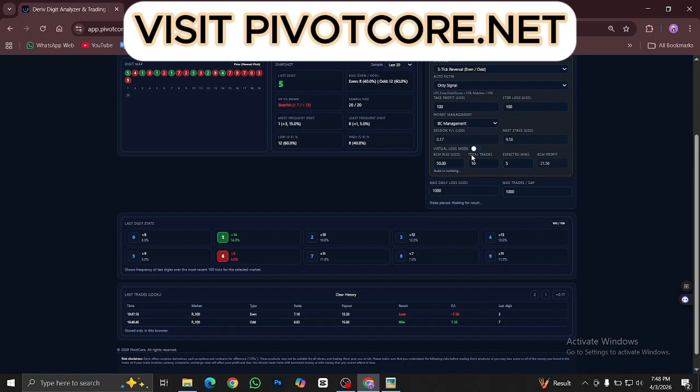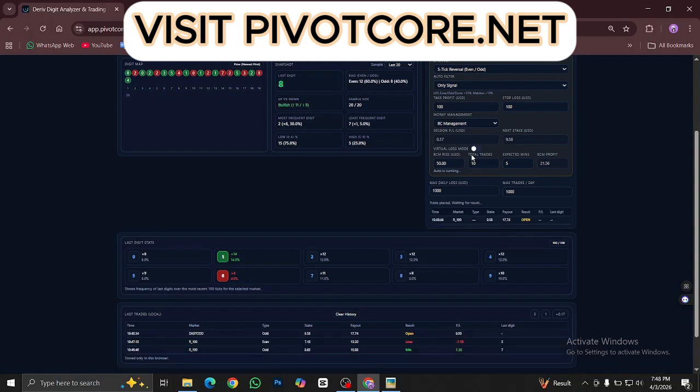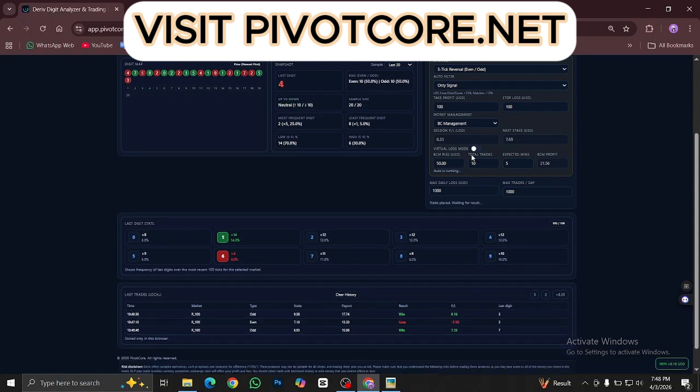What makes PivotCore stand out for Deriv users is its seamless integration and user-friendly interface. As you can see on the screen, the dashboard provides real-time updates. It's built for speed, which is crucial when you're trading digits. The beauty of auto trading here is the consistency. Humans get tired or impulsive, but the bot follows the rules you set every single time. Whether you are a seasoned pro or just starting your journey with Deriv, having a reliable platform like this gives you a significant edge in managing your portfolio effectively.